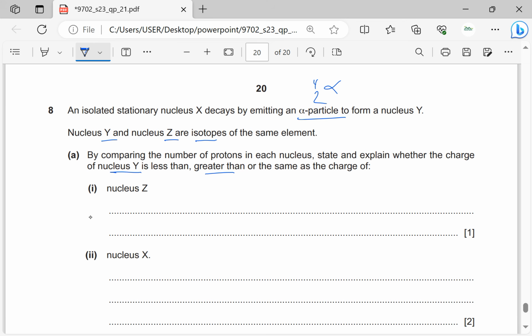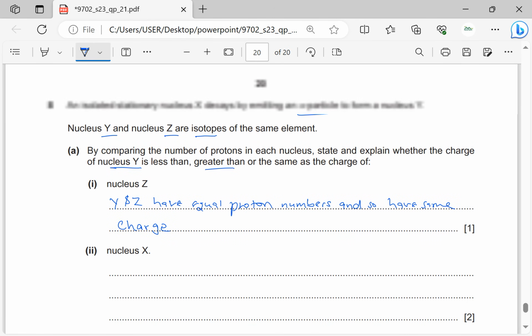So nucleus Y and Z, because they are isotopes, they have the same proton number, so they have the same charge. These ones have equal proton number. It's the proton number which determines the charge. Equal proton numbers, and so they have the same charge. The nucleus X.